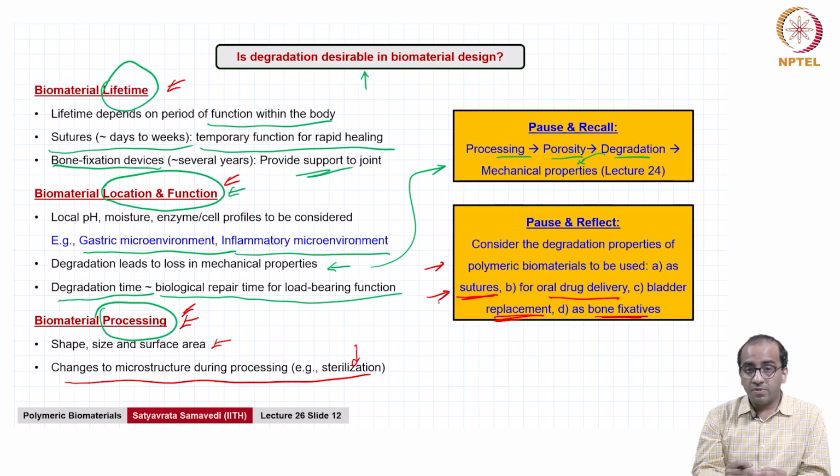So, if you have been able to understand the structure property relationships that we have seen throughout this course, as well as the degradation aspects of polymeric biomaterials that we have looked at in this particular lecture, you should be able to quite easily come up with some broad ideas for the design of materials to be used as sutures, for oral drug delivery, bladder replacement and bone fixatives. With that, we will end this lecture.